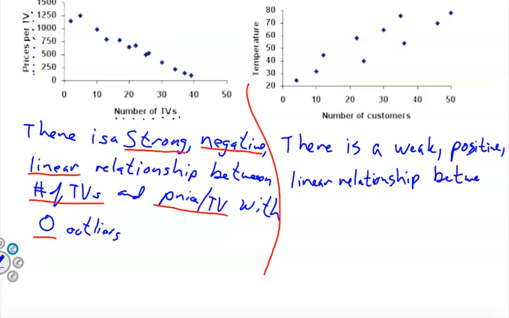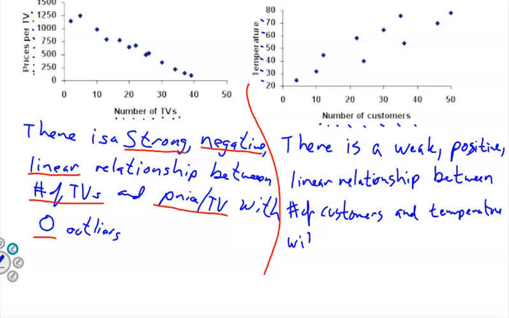Between, and then we got to discuss the explanatory, number of customers, and so what do the customers get? Okay, the temperature, with 0 outliers.